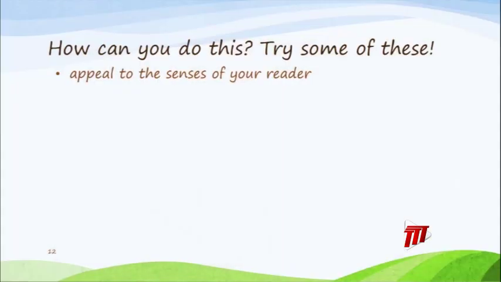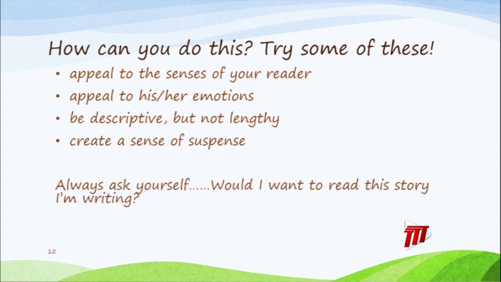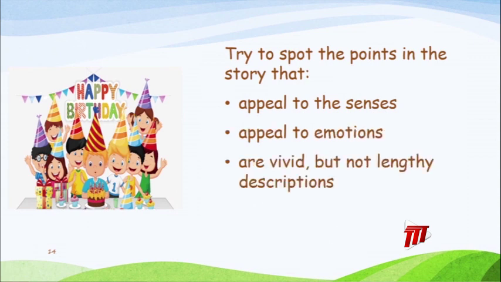Well, how can you do this? Well, we could try some of these. We can appeal to the senses of your reader, appeal to his or her emotions, be descriptive but not too lengthy, create a sense of suspense. Always ask yourself, when you are writing stories, would I want to read the story that I have written? Try to spot the points in the story that appeal to the senses, appeal to the emotions, are vivid but not lengthy descriptions. Create a sense of suspense.